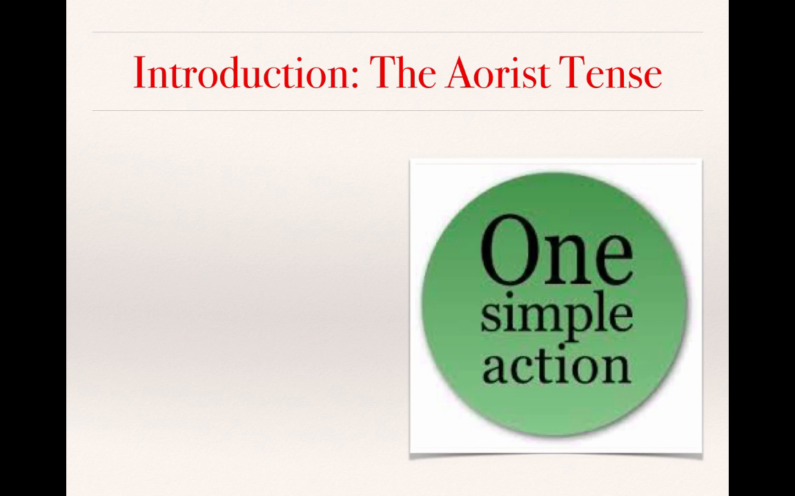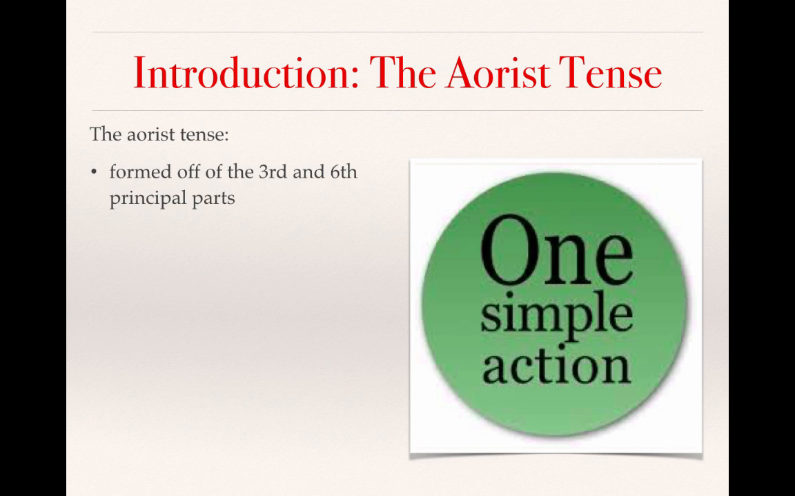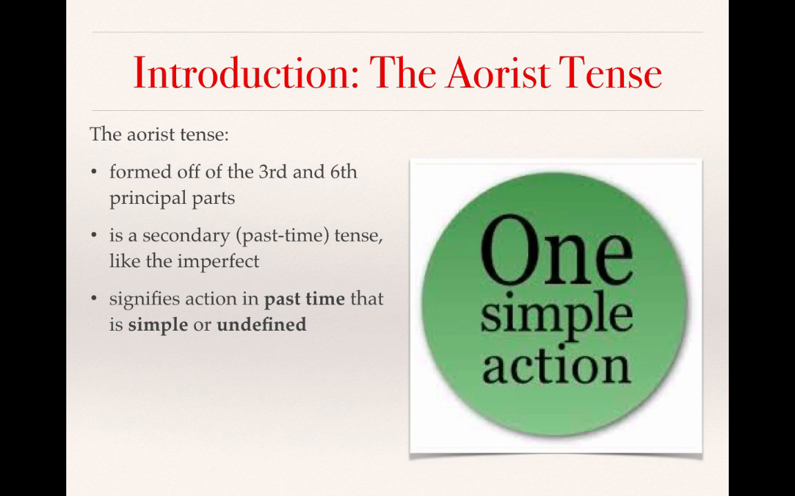What is the aorist tense? Let's provide a brief introduction to the aorist tense. So the aorist tense is formed off of the 3rd and the 6th principal parts, as I just mentioned. It is a secondary tense. That means it refers to actions in past time, similar to the imperfect tense. Unlike the imperfect tense, however, it signifies action that is occurring in past time that is simple or undefined.